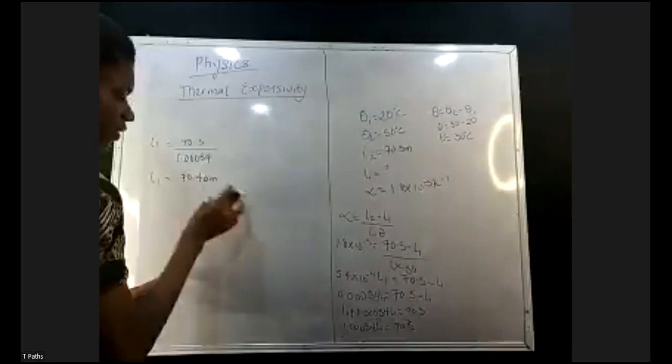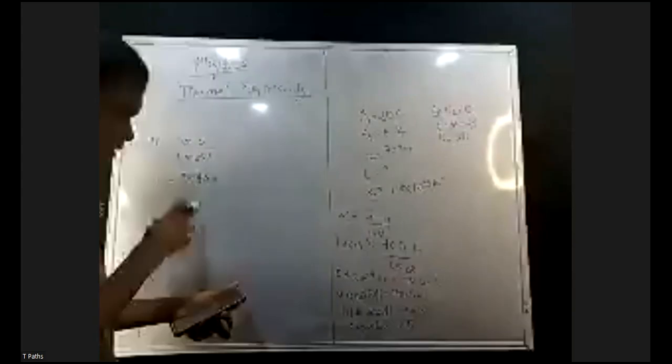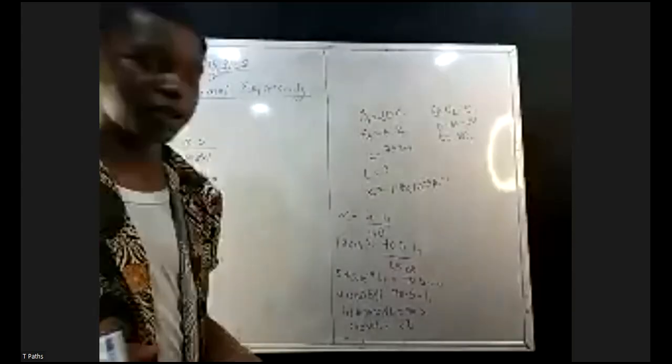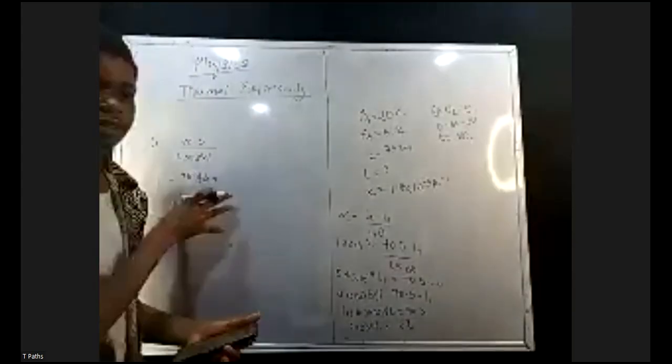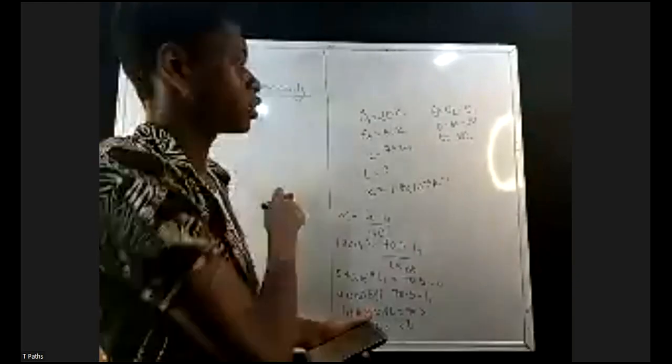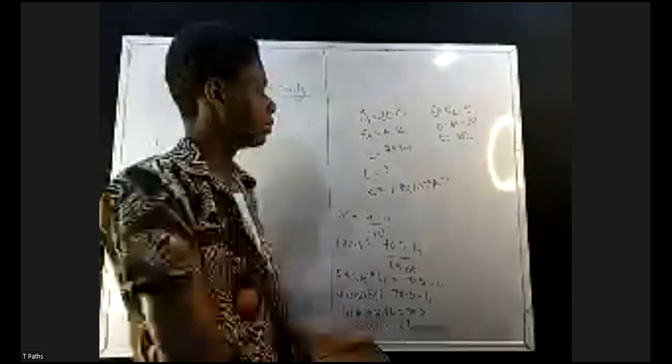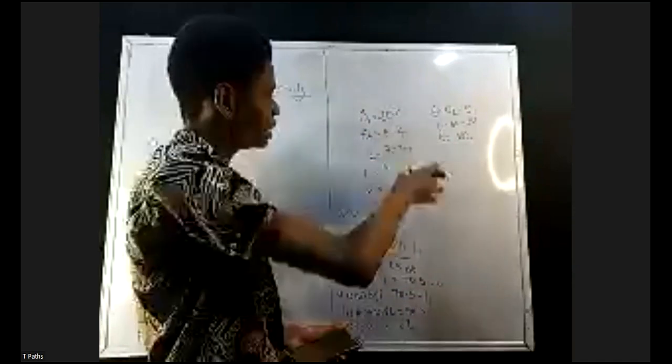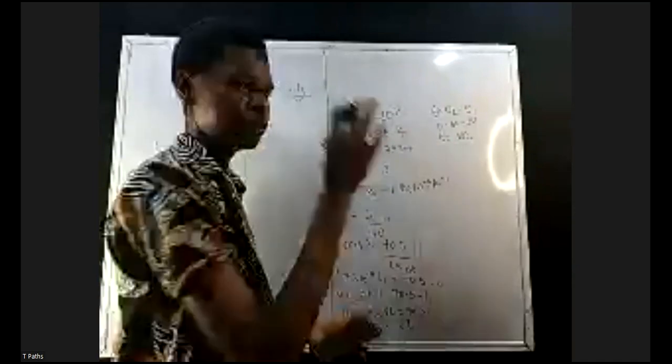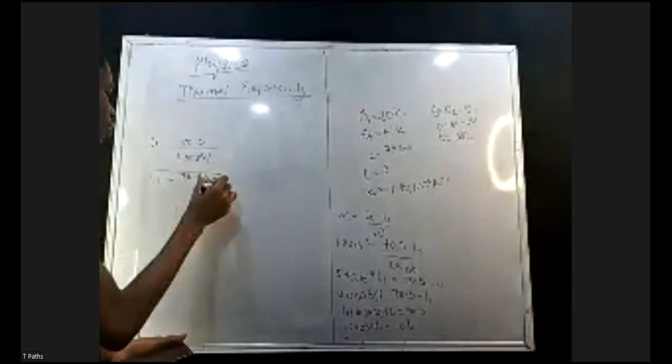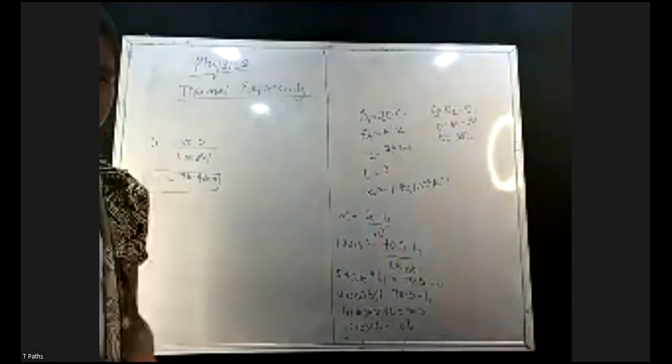The option that corresponds with my answer here is option C, which is 70.46 meters. So 70.46 meters is the length of the field when measured with tape at 20 degrees Celsius, while 70.5 meters is the length of that field when measured at 50 degrees Celsius. So this is my initial length that I was asked to find, 70.46 meters. I hope you guys are getting it. All right, we move to the next example.